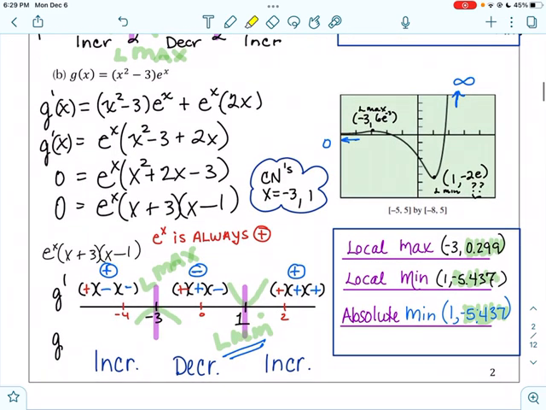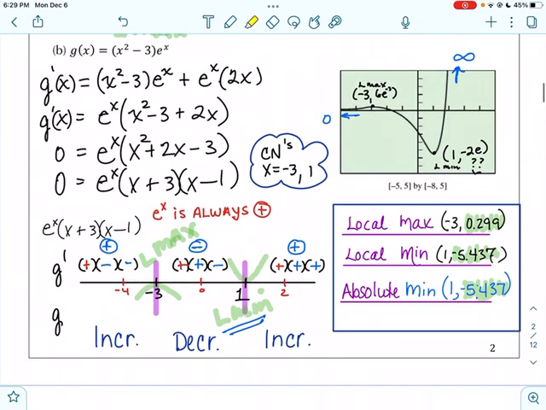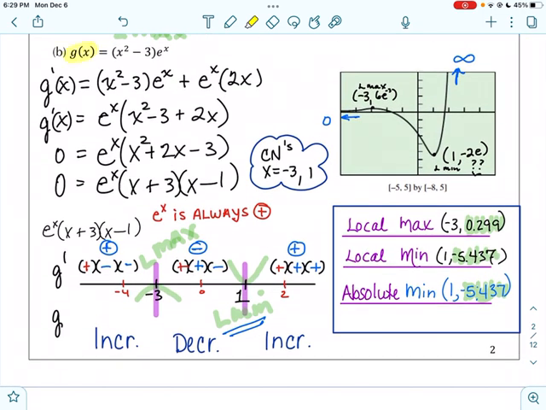Example 1b, that was 1a. 1b, we have the function where g of x is equal to the quantity x squared minus 3 times e to the x. So we, again, in the first step, we took the derivative. In the second step, then evaluating the derivative at 0, finding the critical numbers. And then the third step, putting the information on a number line where we have the critical numbers, -3 and 1 on the number line. We have test points of the intervals, -4, 0, and 2 on those intervals.